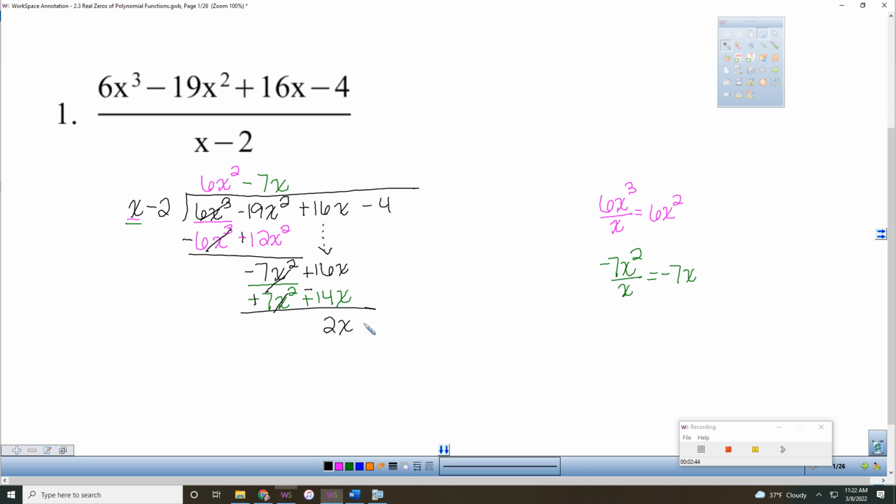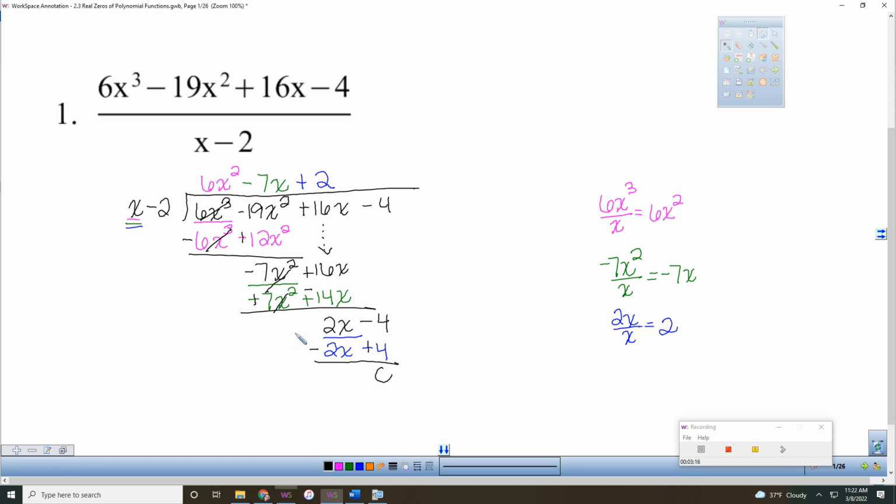Now I have a third term to drop, so I'm going to drop the negative 4. Always make sure you take the sign that's with that. And then we go through the whole process again. So 2x divided by x gives me 2. I'm going to put a 2 here, and then multiply. 2 times x is 2x. Remember, those should match. And 2 times negative 2 is negative 4. Then I'm going to subtract, so this becomes negative, this becomes positive, and I get a remainder of 0.